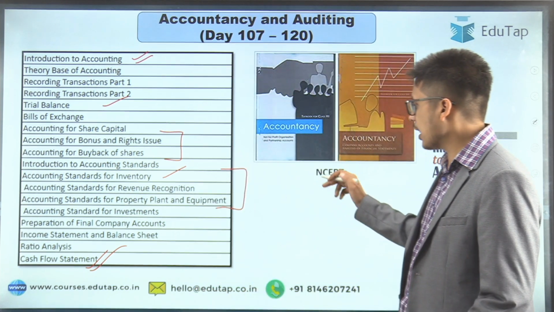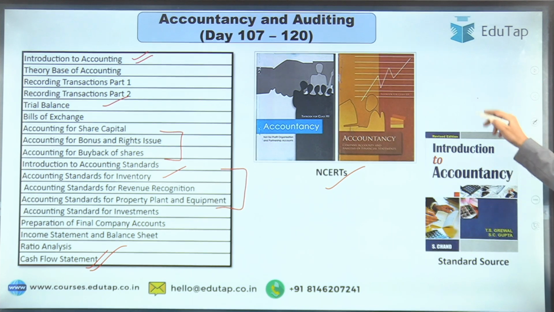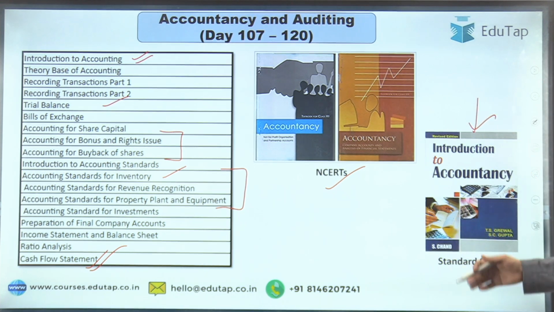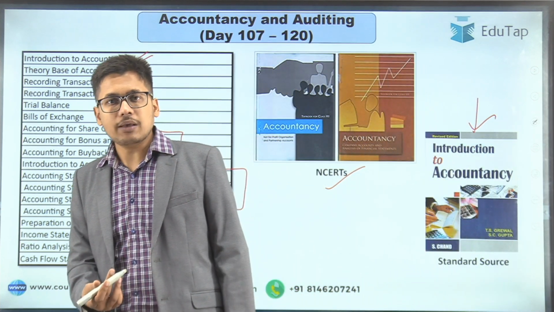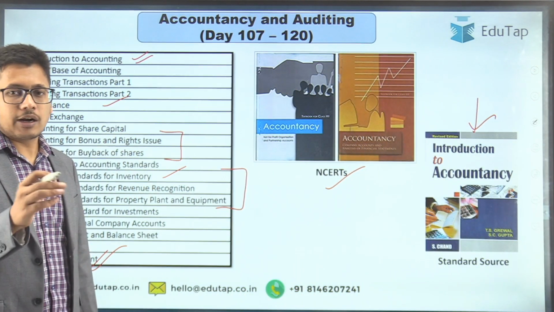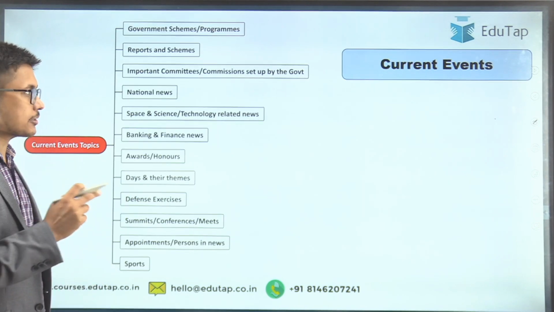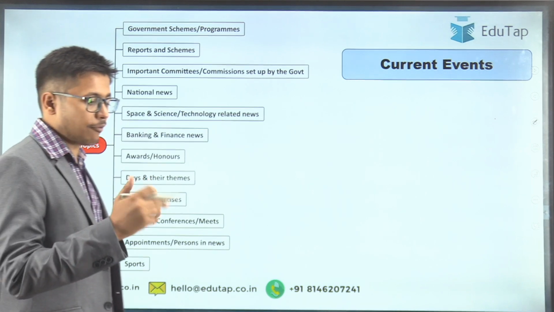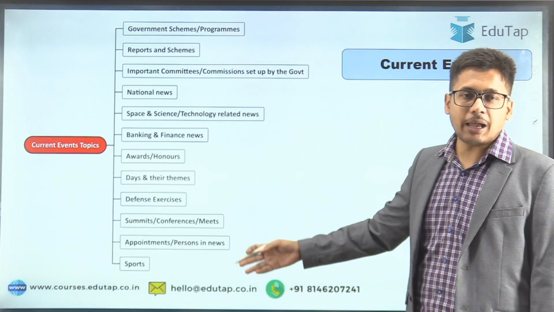What are the sources? I would recommend the NCERT accountancy books from class 11th and 12th, and then Introduction to Accountancy, which is also a standard book by T.S. Grewal, S. Chand. You can use that also, okay? So these are the subjects. You have 120 days for covering all these different subjects, and after this, current events. Regularly you have to be updated about various current events and the important dimensions that you have to cover.